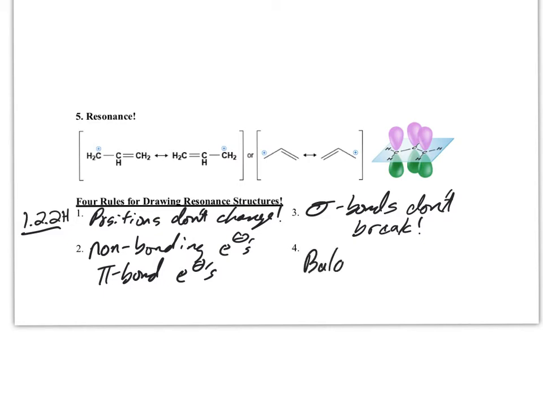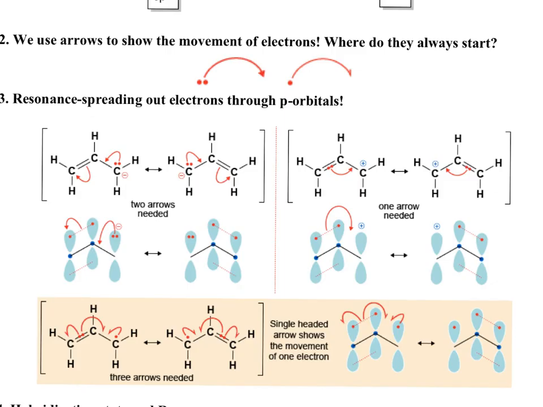Number 4, you must balance your charge. If you start out with a resonance structure that has no charge, and you make a new resonance structure that has a negative charge, you also need to have a positive charge somewhere. Balance your charge.